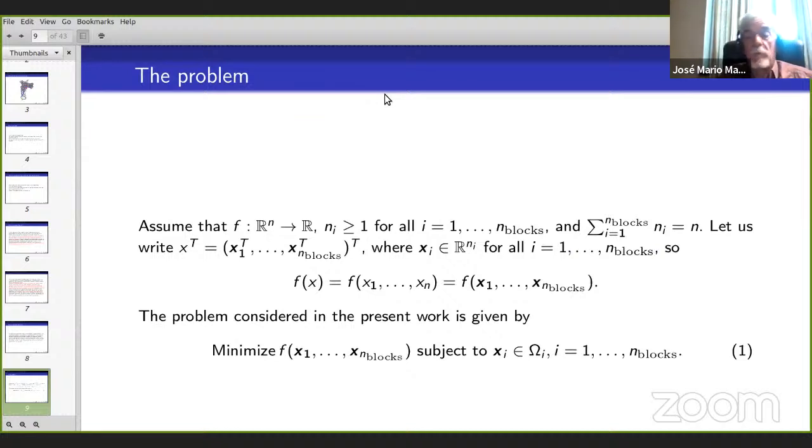Formal presentation of the problem. Well, we want to minimize a function of n variables. The variables are divided in n blocks. And we are going to minimize this function subject to the condition that x_i, a block of variables, belongs to a specific constraint set for this block of variables. That is to say, we have a different constraint set Omega_i for each block of variables.